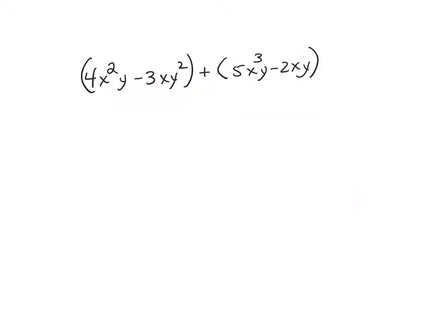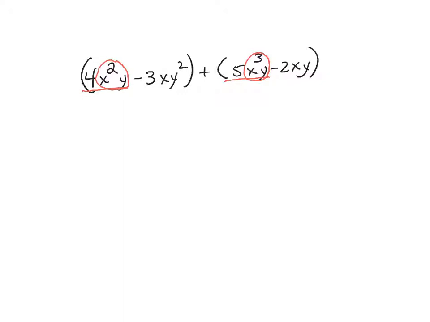Here's another example. As I take a look at this example, I see that I have a 4x squared y plus a 5x cubed y. Remember that I cannot put those two together. They are not like terms. I have to have exactly the same variables with the exponents in order to say that they are the same. Those are not the same. They are not like terms. There's nothing at all I can do with that.